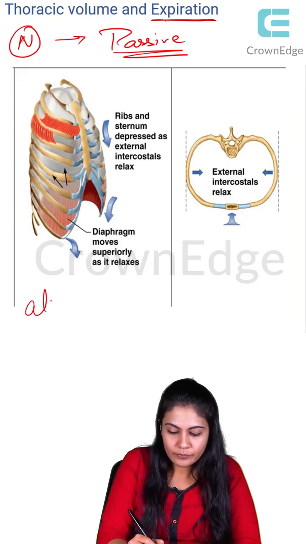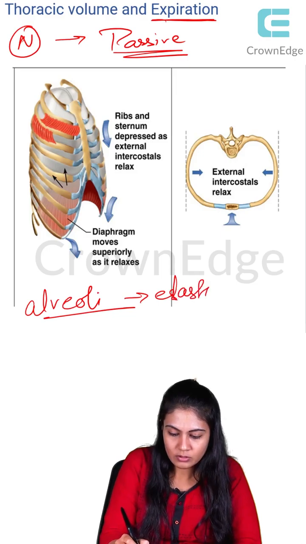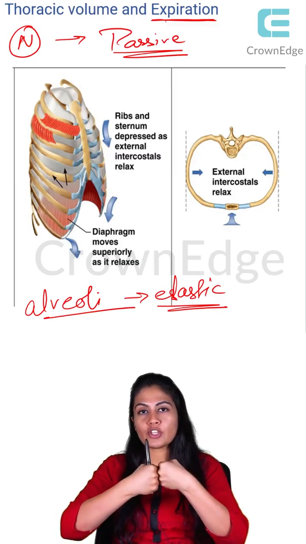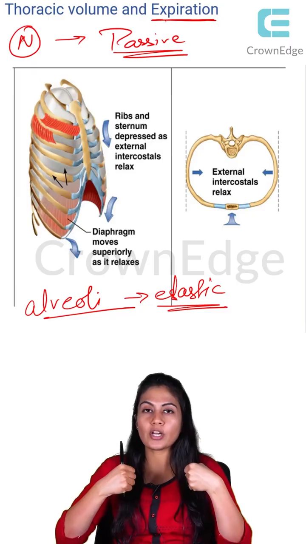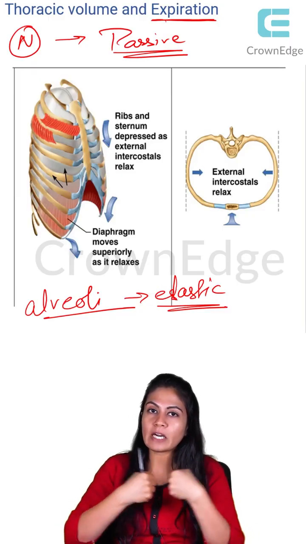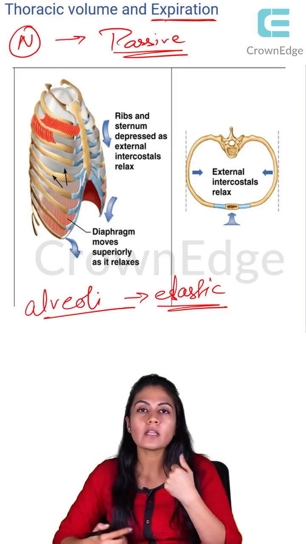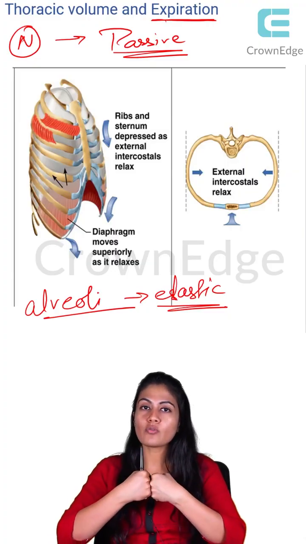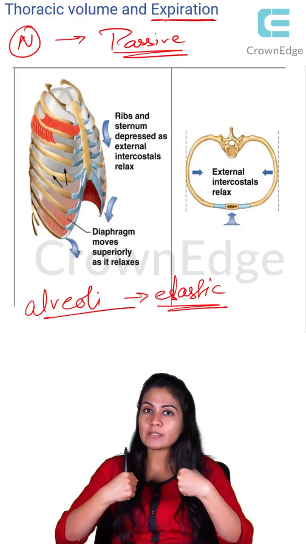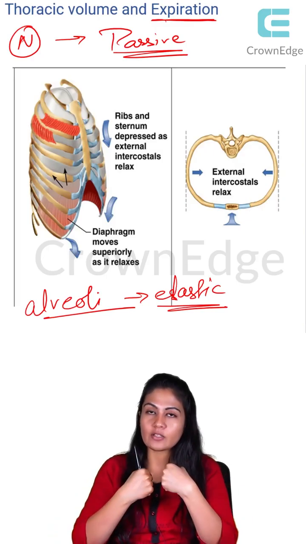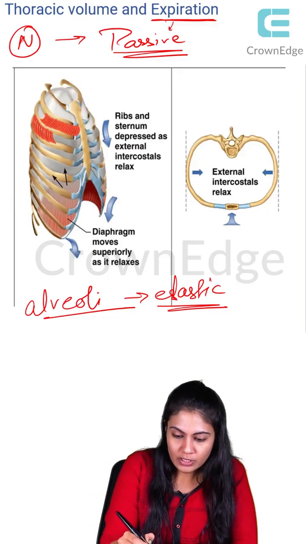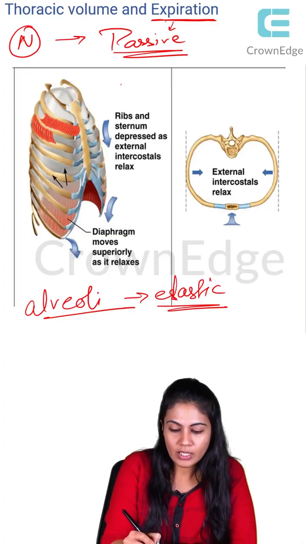The alveolus is an elastic structure. What do we mean by an elastic structure? Whenever you stretch an elastic band, it creates much more resistance and wants to get back to its normal size. The similar thing happens with the alveoli also. It is an elastic structure, so whenever it is stretched during inspiration, it tries to come back, which is known as recoil. So normal expiration is passive because of the alveolar recoil.